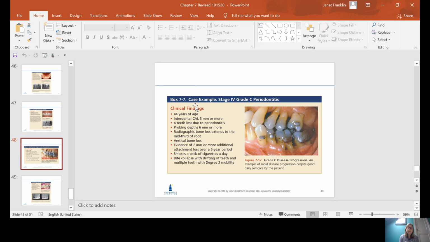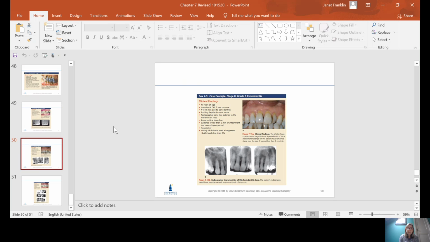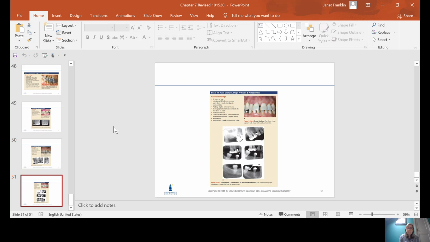And then this is an example of a patient that has stage 4 grade C. And you can see by looking at the list of complications that the stage 4 grade C patient has, that they are more advanced and they are going to progress more rapidly because of the smoking that they do. And this one's a stage 2 grade B. And this one's a stage 3 grade B. So look those cases over and we'll discuss them in further detail during our lecture time. And that concludes our chapter summary for chapter 7.